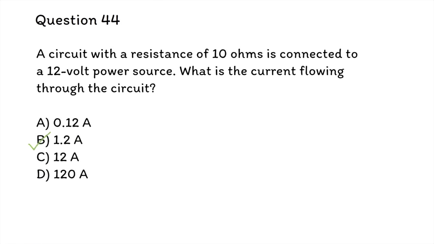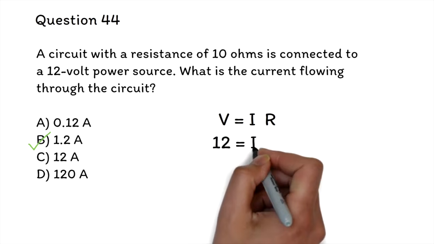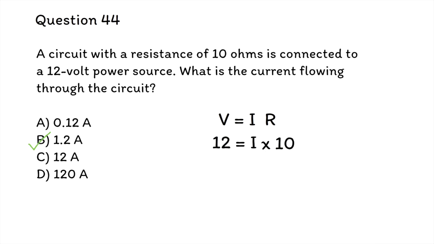1.2 amperes. This is another formula work. We will be using Ohm's law, V equals IR, where V is voltage, I is current, and R is resistance. This formula will be given to you. We have been given the voltage as 12. We've also been given the resistance as 10.